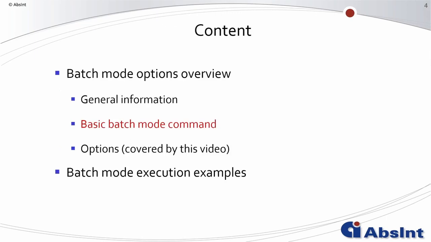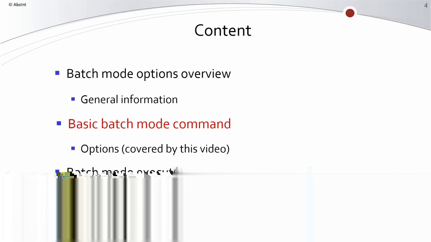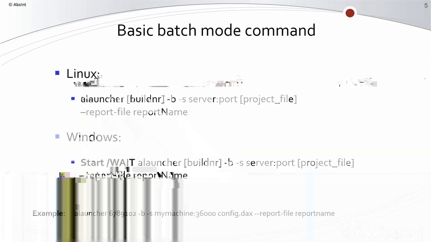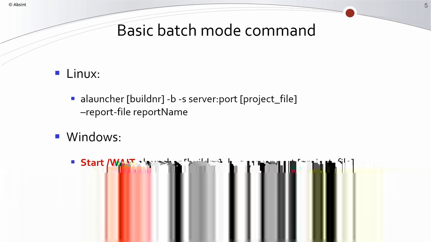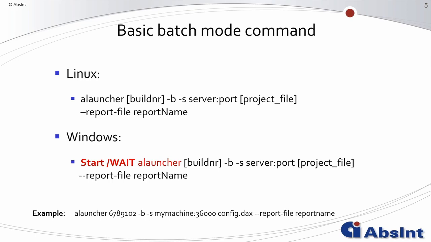Now, let me introduce the basic batch mode command. Even though I demonstrated for Windows, apart from omitting the start/wait command at the beginning, it is the same when running the batch mode analysis on a Linux machine. First, you need to invoke the A launcher. If you have several versions of Astrée installed on your machine, you can specify the build number of the version you want to use for the batch mode.